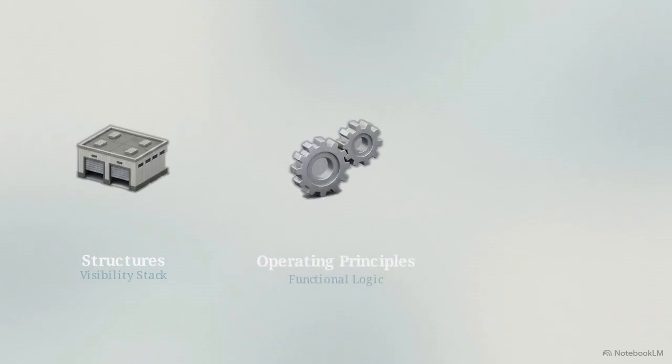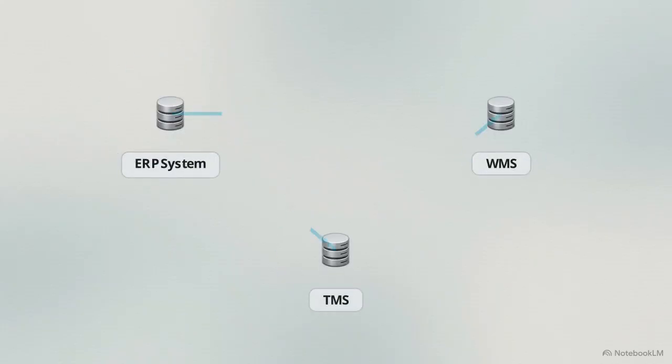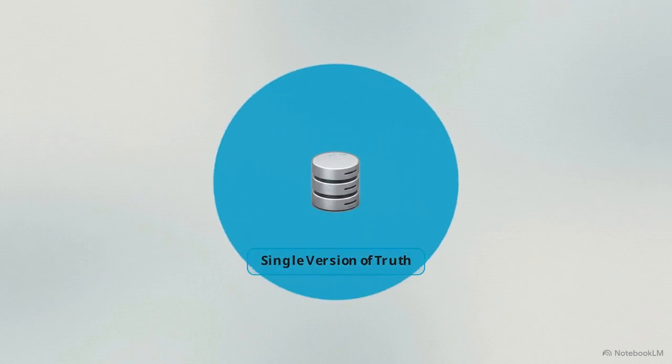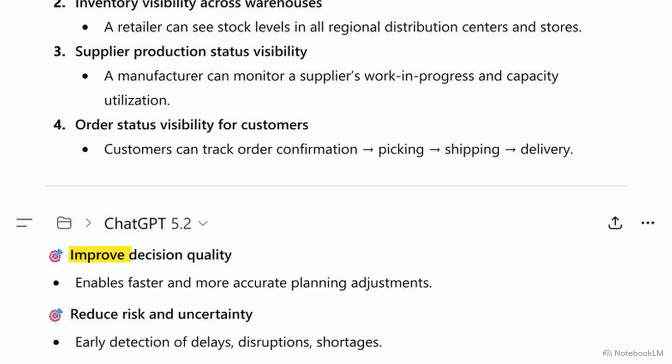We will look at the specific structures that make it work, the operating principles behind it, and how it is systematically applied across global networks. The primary goal of any visibility initiative is to break organizations out of fragmented, reactive data silos. Without a unified view, departments and partners operate on outdated or incomplete information, forcing them to respond to disruptions long after they occur. The first major advantage outlined in the literature is an improvement in decision quality.